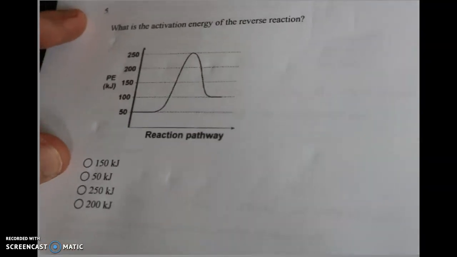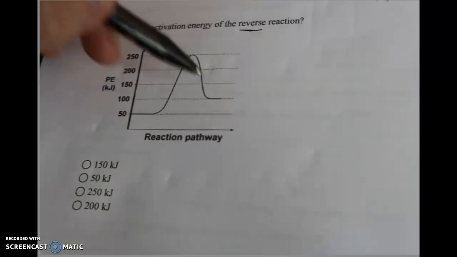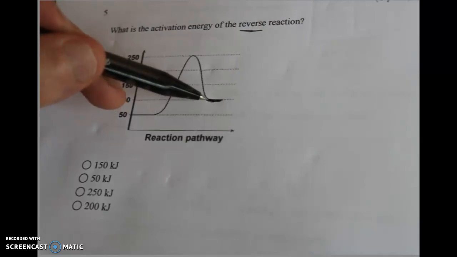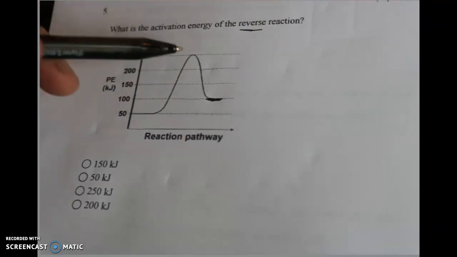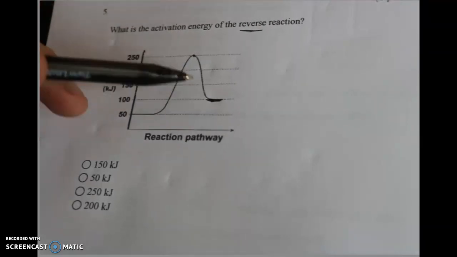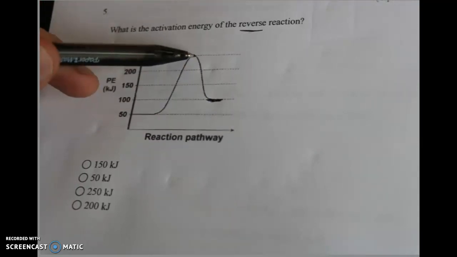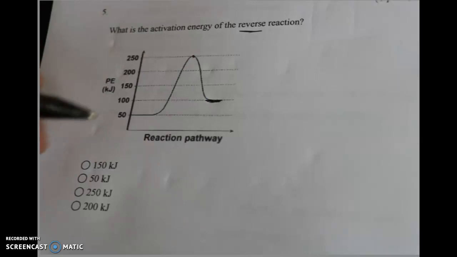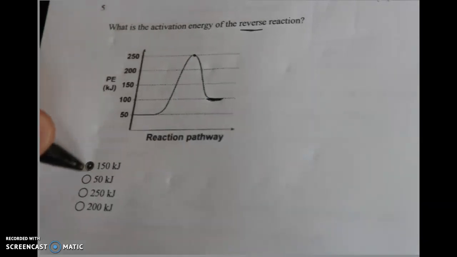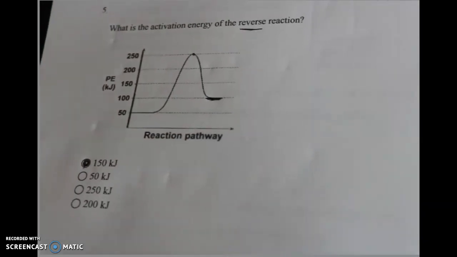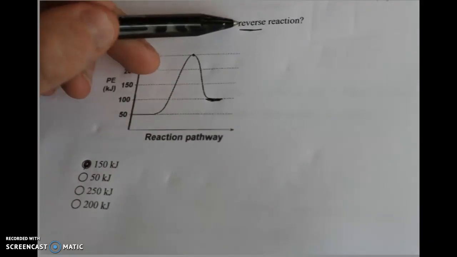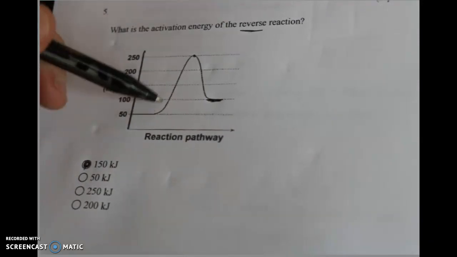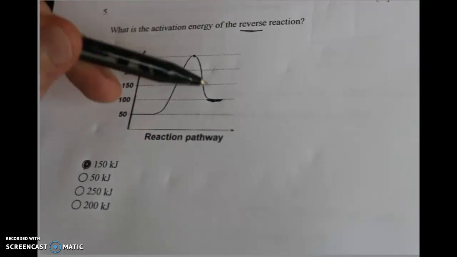Activation energy of the reverse reaction. If it's the reverse reaction, that means you're starting off where we usually think of as the products. So if you want to figure out activation energy, you just have to figure out the difference between here and the top of the curve. So it's 100 kilojoules up to 250. That difference is 150 kilojoules. Pretty straightforward there. Just pay attention because it says reverse reaction. If it was forward reaction, it would be going from 50 up to 250. But this was reverse.